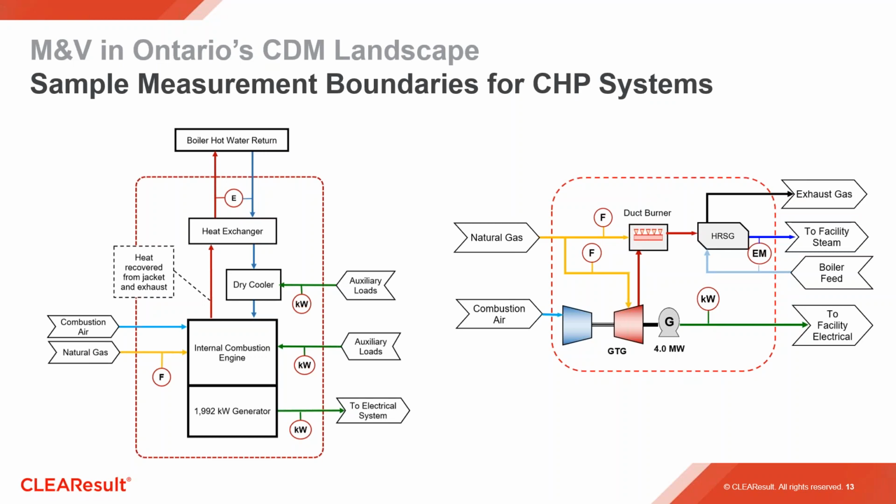On the left side, you can see a sample measurement boundary diagram for a CHP system consisting of an internal combustion engine. You can see the power meters, the natural gas flow meter, as well as the energy meter, which is used to calculate the total system efficiency of the system. On the right side, you also see a CHP system. This one consists of a GTG, a gas turbine generator, a duct burner, and a heat recovery steam generator.